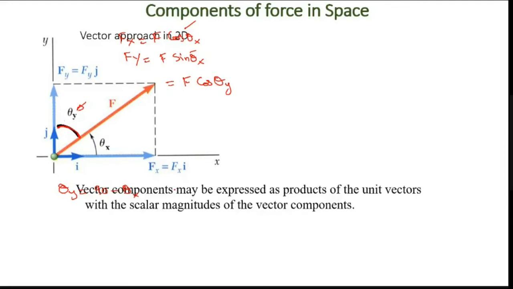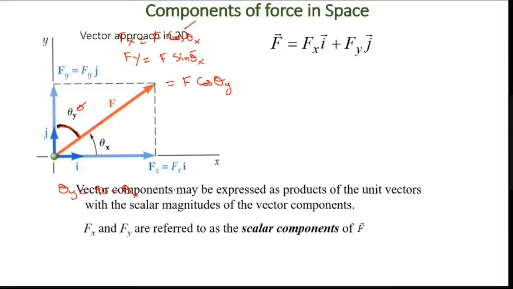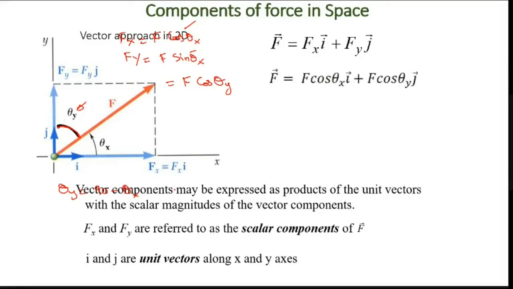So this is one way of approaching it. When you write it, you will be writing like this. F vector is equal to fx i vector plus fy j vector. So F vector is equal to f cos theta x i vector plus f cos theta y j vector. This term is indicating fx, and whatever the term in j vector is indicating fy, right? So this is how you have to identify.